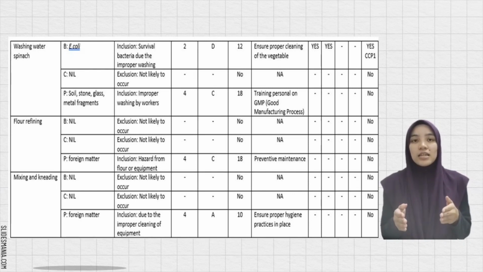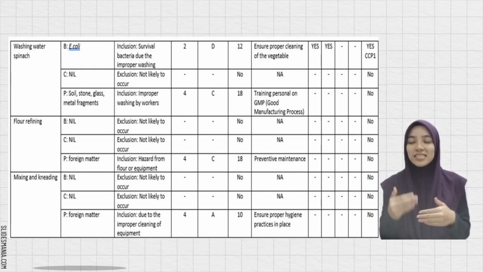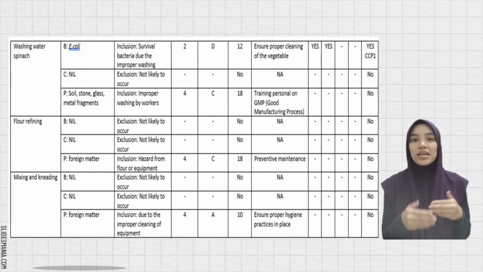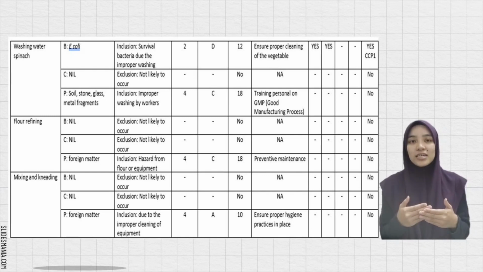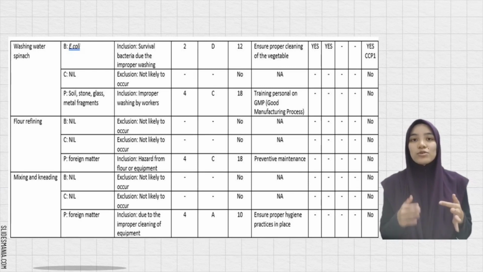For the physical hazard, we found soil, stone, glass and metal fragments, which are due to improper washing, and the severity is 4, which can generate a customer complaint, and the likelihood is type C, which could occur. So to control this, we need to train the personnel on the GMP.